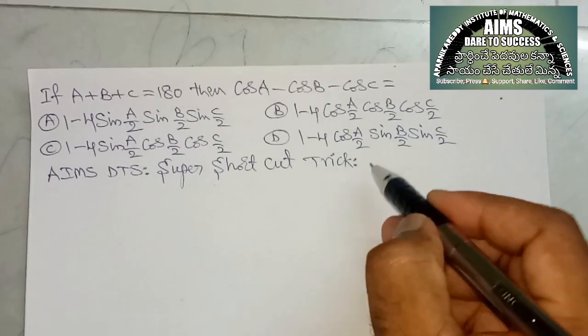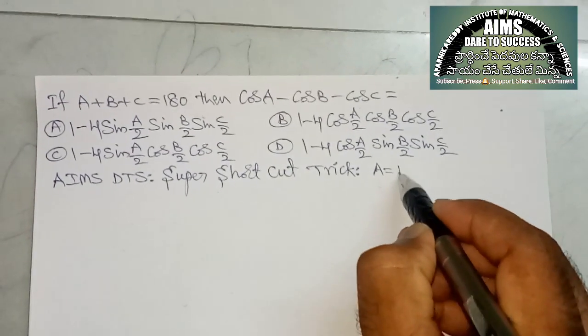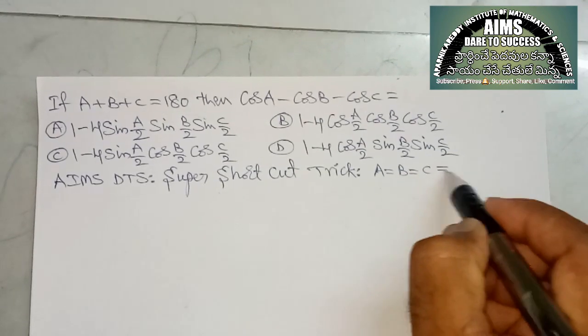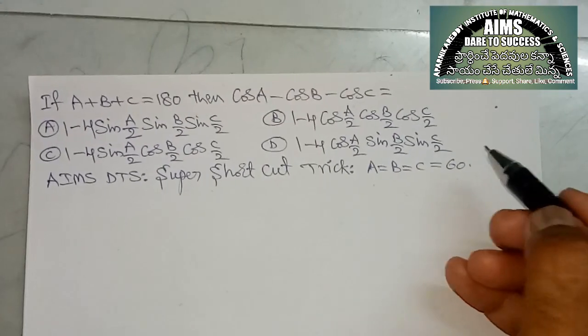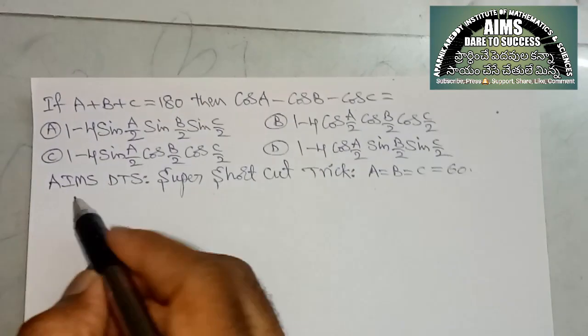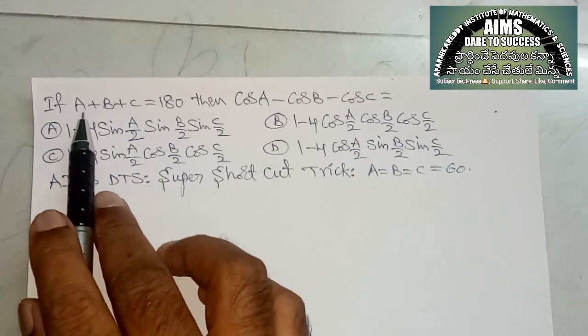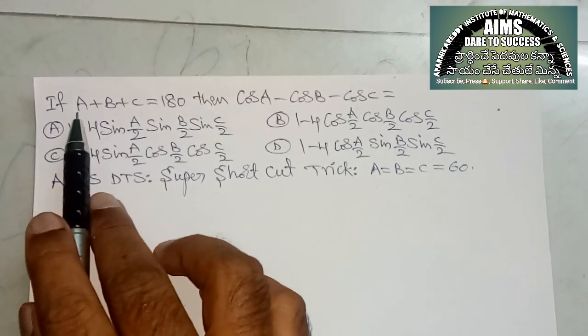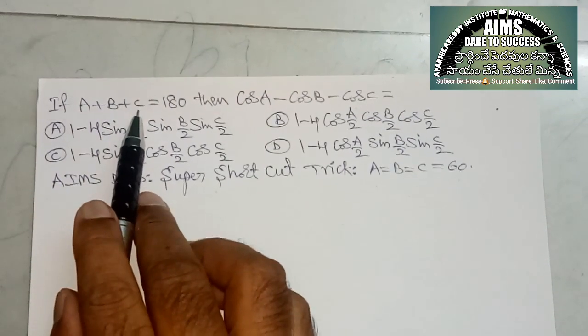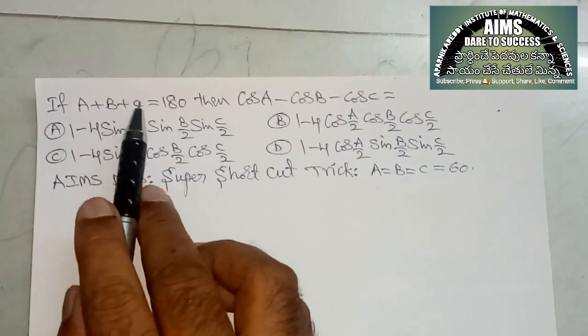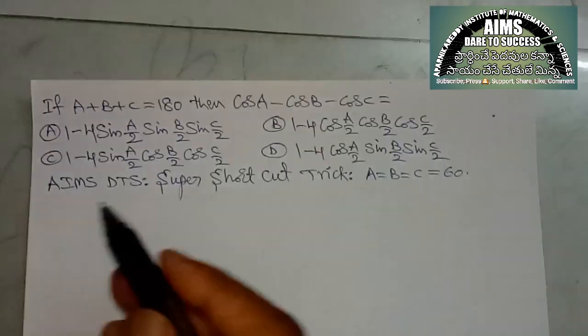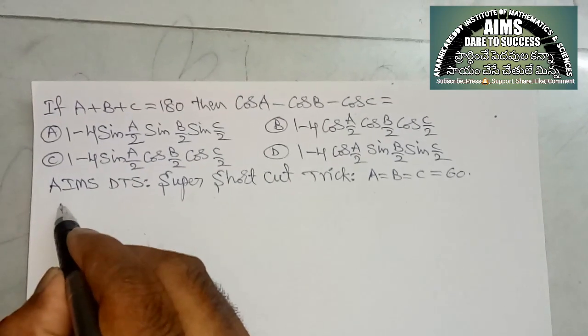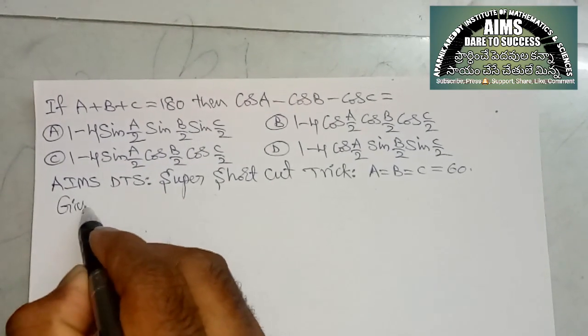The super shortcut trick is to substitute A equals B equals C equals 60 in the given question. So we can verify: A value, B value, C value 60. 60 plus 60 plus 60, 60 plus 60 is 120, 120 plus 60 is 180. So verified.